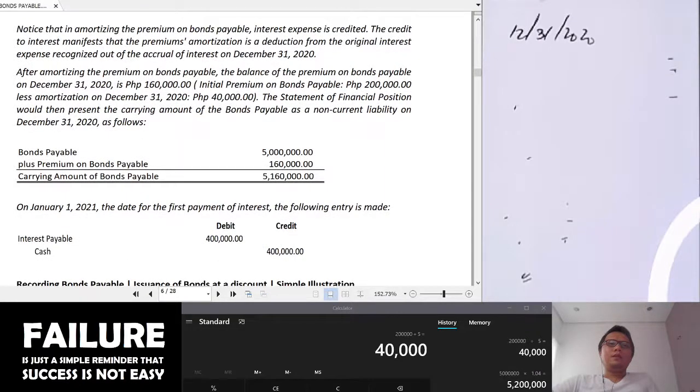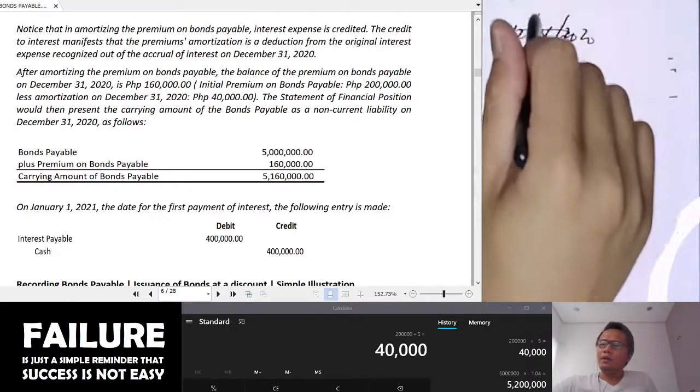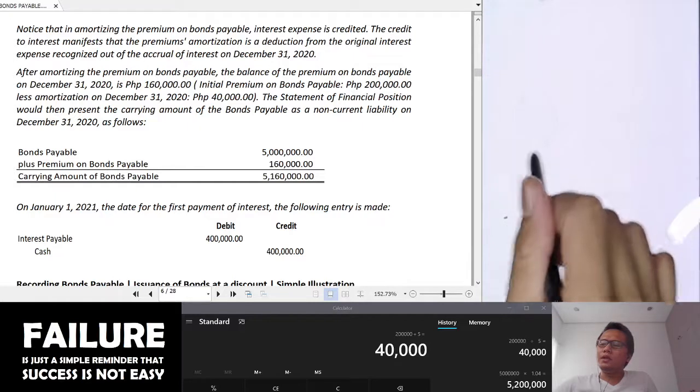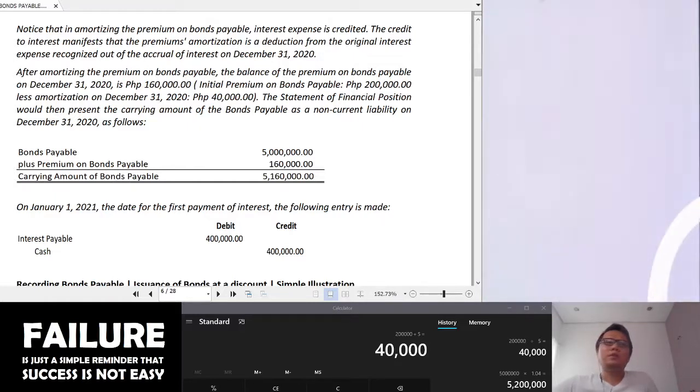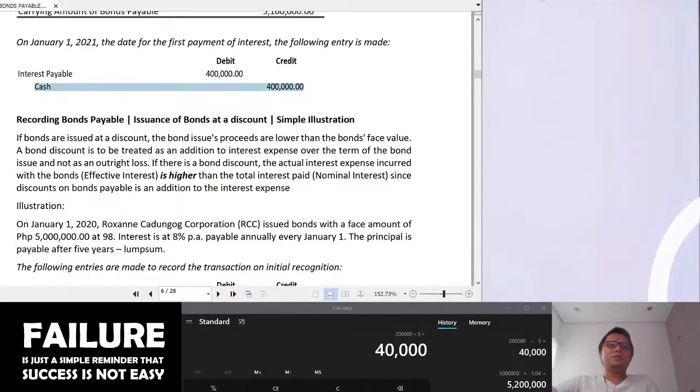On January 1, 2021, which is the date of our first payment, the entry would basically be as if we paid our debt for interest. Debit interest payable, credit cash. So, another illustration: recording bonds at a discount.